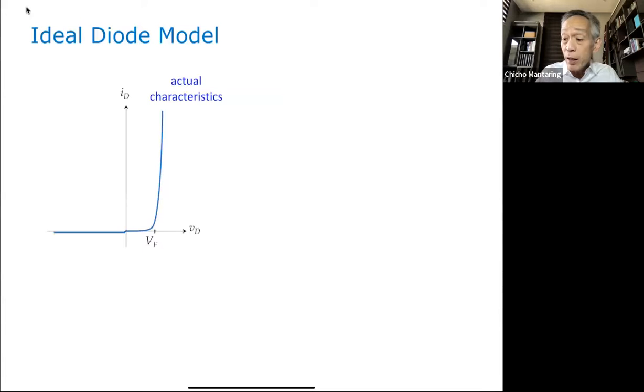Our starting point is the actual characteristics. What is our ideal diode model? Our ideal diode model has these characteristics. Note, the blue curve is the actual, the red is the model that we use. First of all, we call it piecewise linear because there are two linear segments. This is one linear segment, and this is another linear segment. That is the model that we're using.